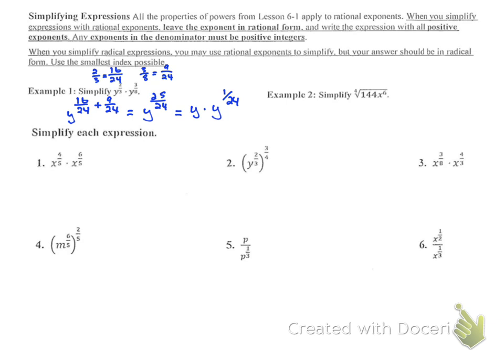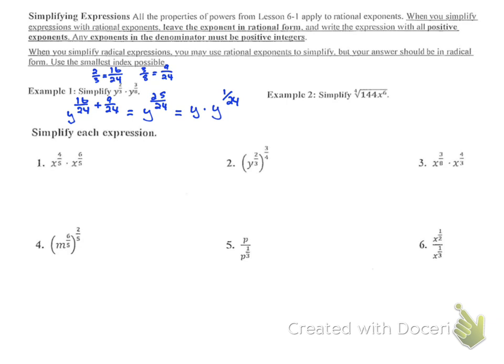Could you not say 2y? No, it's not 2y. Because again, when we multiply variables, what do we do to the exponents? We add them. And so the coefficients are 1. So it'd still be 1.